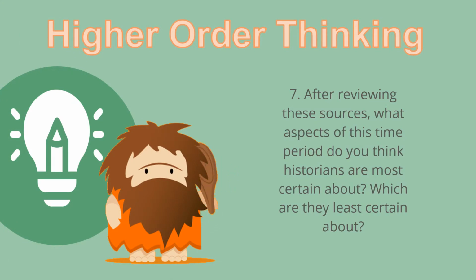All right, let's do some higher order thinking. If you look at the bottom of your worksheet, it says, after reviewing these sources, what aspects of this time period do you think historians are most certain about? What parts of this time period do you think the historians are most sure about in their information? Which parts of this period do you think they're unsure about? What do you think they're least certain about? Take a moment and make sure you answer both parts of that question.